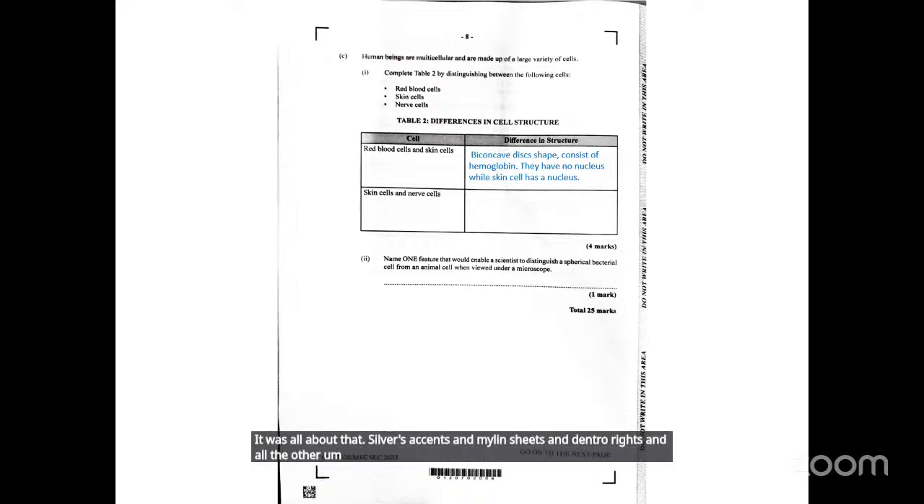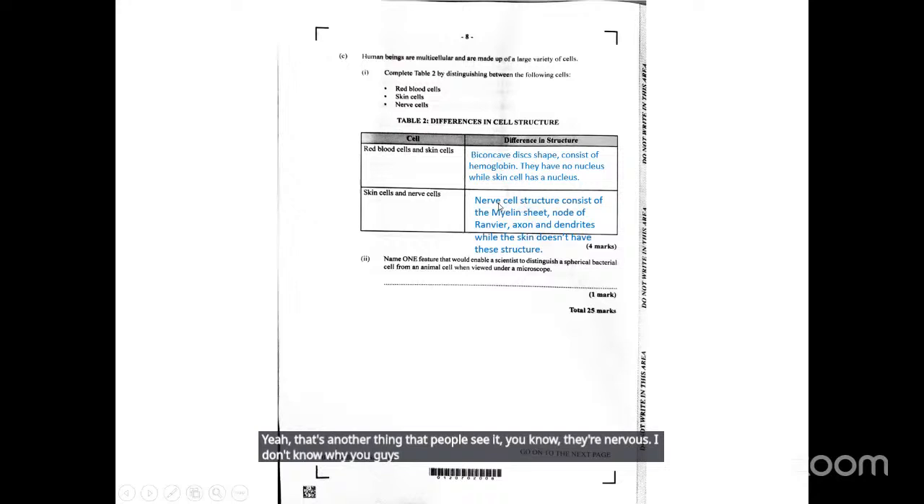Nerve cell has axons and myelin sheaths and dendrites and all the, what's the other name? Who can tell me the R word? Receptors. Node of Ranvier. Nodes of Ranvier. Have we ever known nodes of Ranvier? Yes, sir. No, sir.